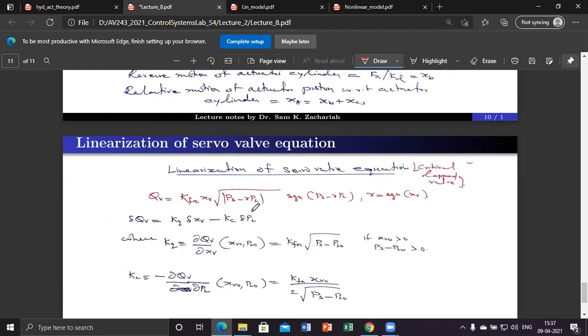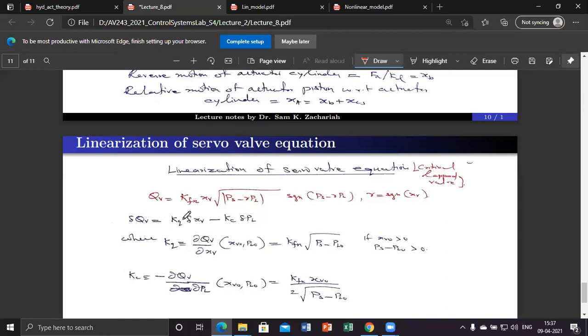So I'm linearizing this equation, delta QV. Here there are two independent variables: one is XV, another is PL. So we take partial differentiation with respect to both XV and PL and use the first Taylor series term for the linearization. Delta QV equals KQ into delta XV minus KC into delta PL. This minus I am giving deliberately, I will explain. Otherwise, you would put only KC.